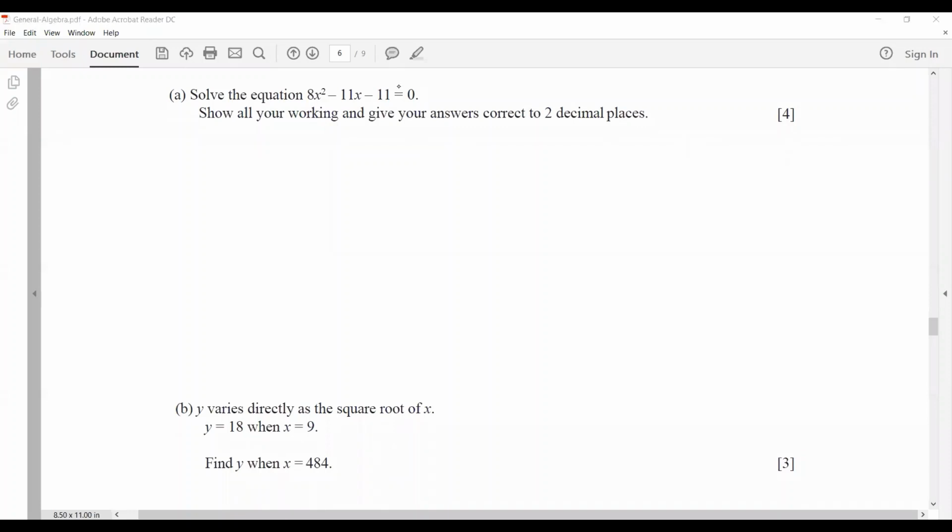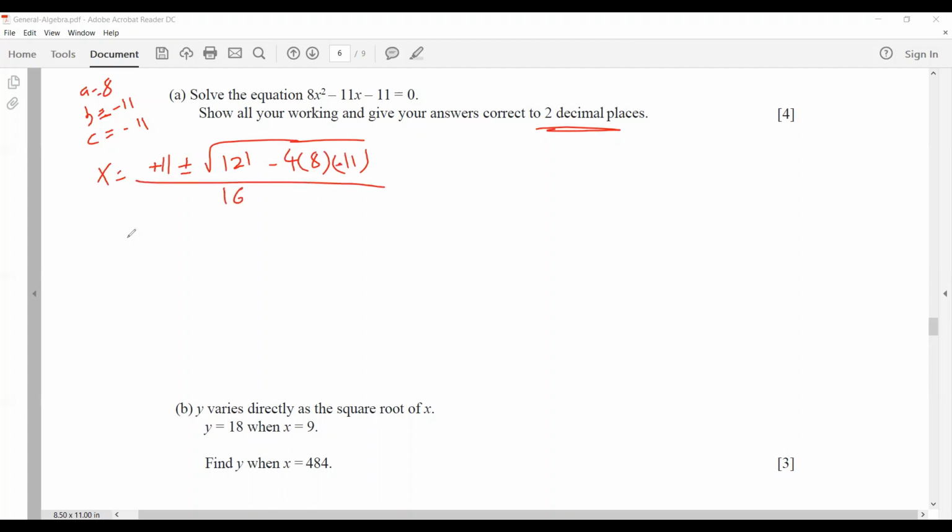Okay, so as you can see again, this is a good practice. So I'm gonna do this quite faster because I have already explained how it works. So you just go ahead with the substitution. I'm not gonna write the formula down anymore. A is 8, B is -11, and C is -11 as well. So we have +11 plus minus square root of b squared, which is 121, minus 4ac, right? All divided by 2a, which is 16.